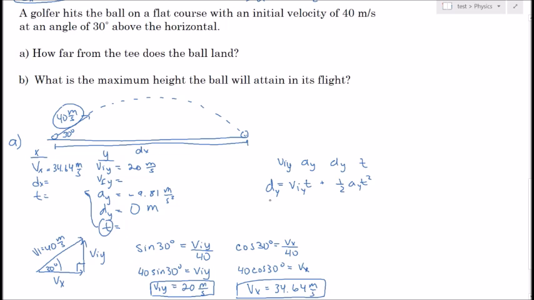So let's fill this in here. dy is 0, 20t plus 1/2 negative 9.8. I got a little bit ahead of myself there. So half of negative 9.81 is negative 4.905. And now what we have is a pretty basic quadratic equation. What we can do is factor out the t.